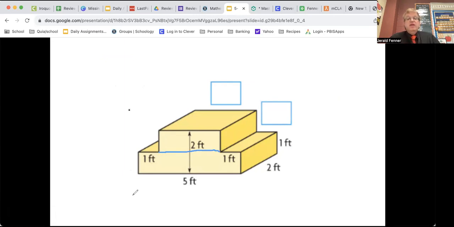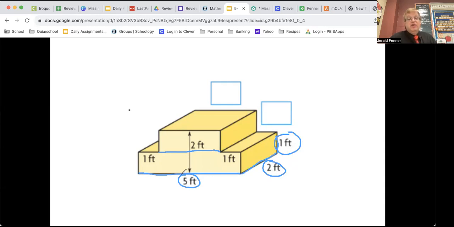Now, as you already know, volume is length times width times height. And length is along the bottom. So for this bottom figure, we know very clearly that 5 feet is the length. We know the width is along the side, and that's going to be 2 feet. And we know the height is over here. So for the bottom figure, it's pretty easy. 5 times 2 times 1.